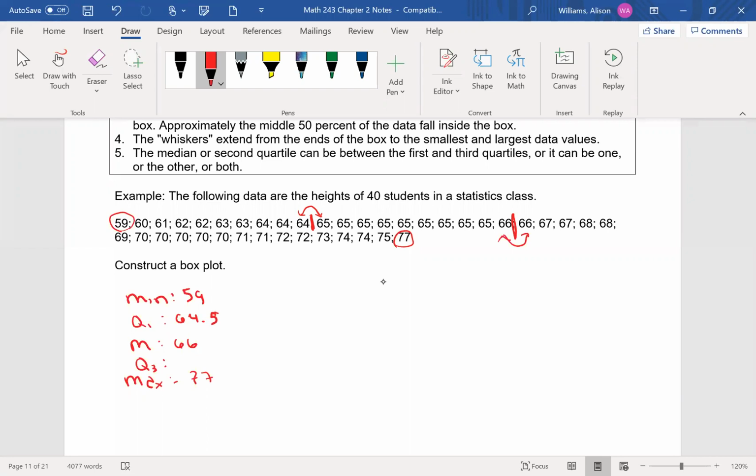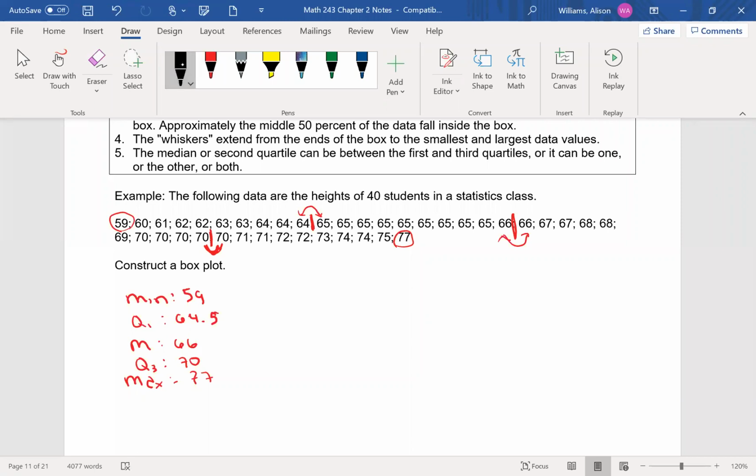And I'm going to do the same for the other data. So 1, 2, 3, 4, 5, 6, 7, 8, 9, 10. Oops, I miscounted one. There we go, right here. Okay, so that means that the median for the upper half of the data is between the 70s. So that's going to average out to 70. Okay, so I've got my five number summary.